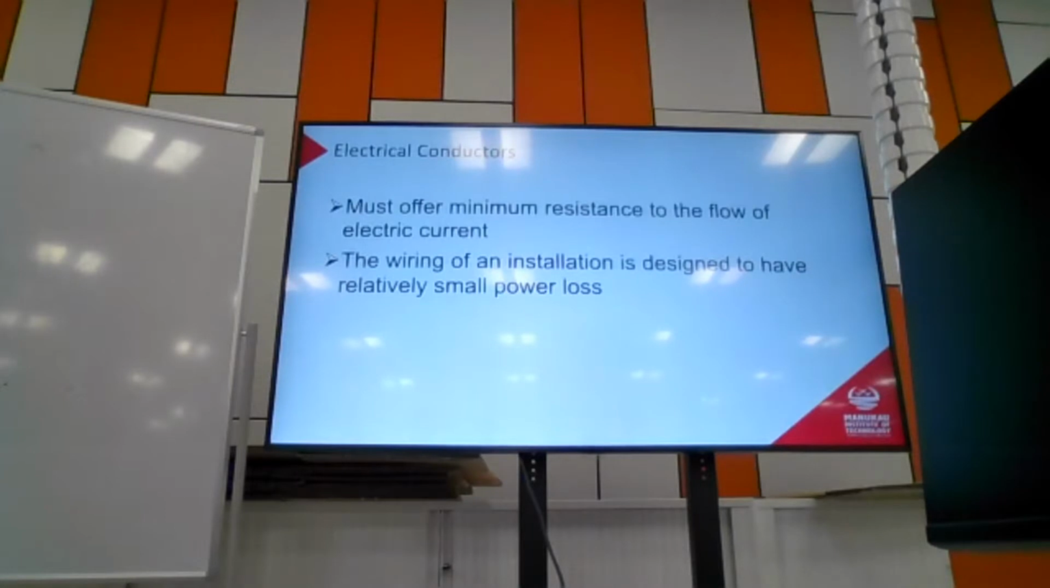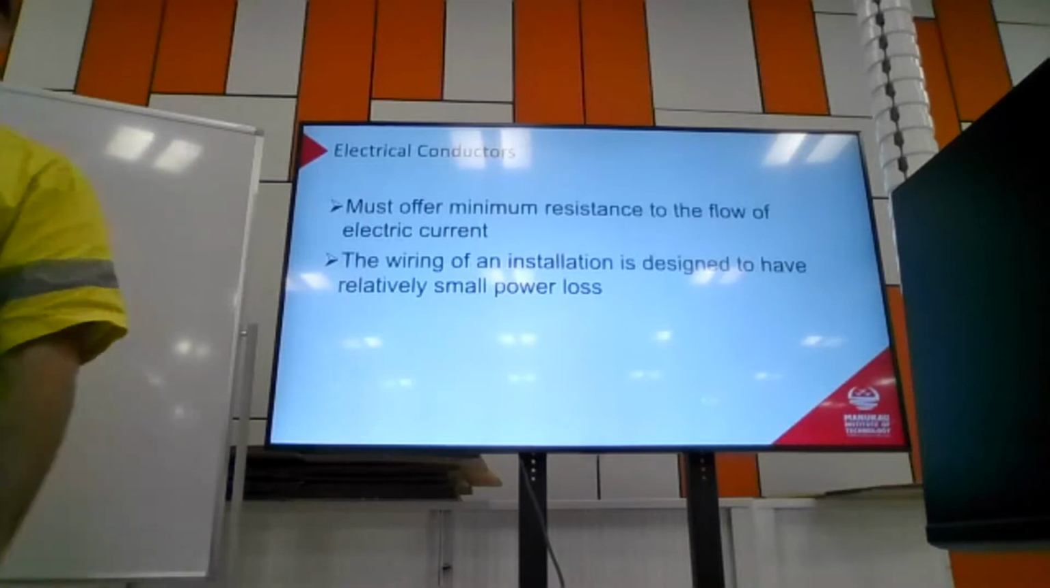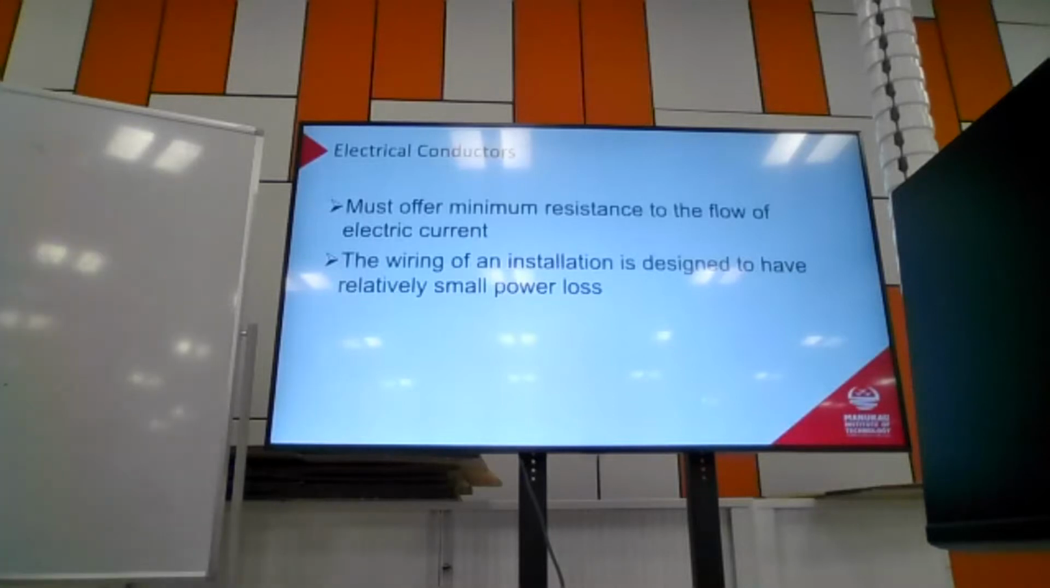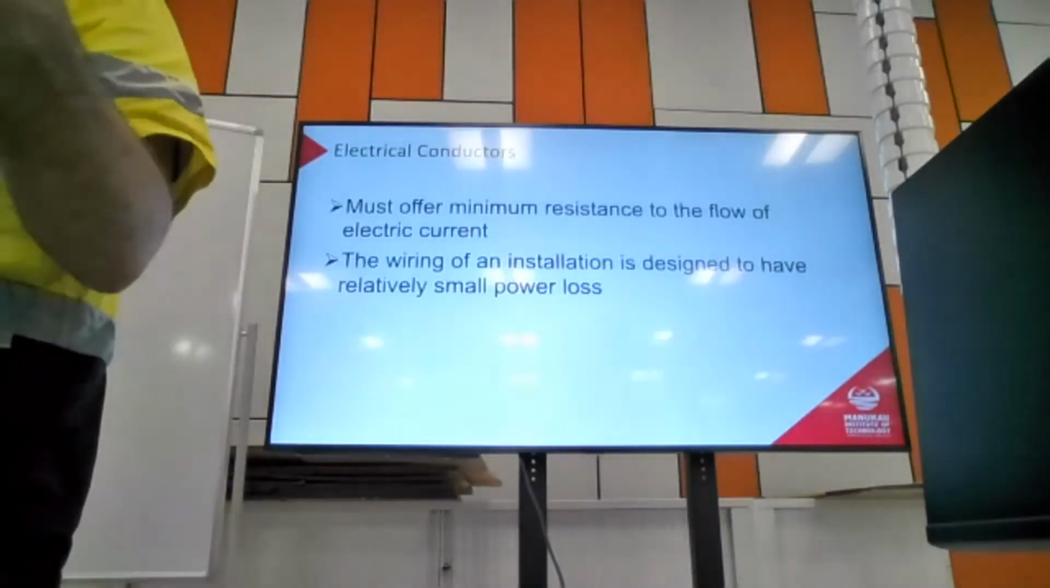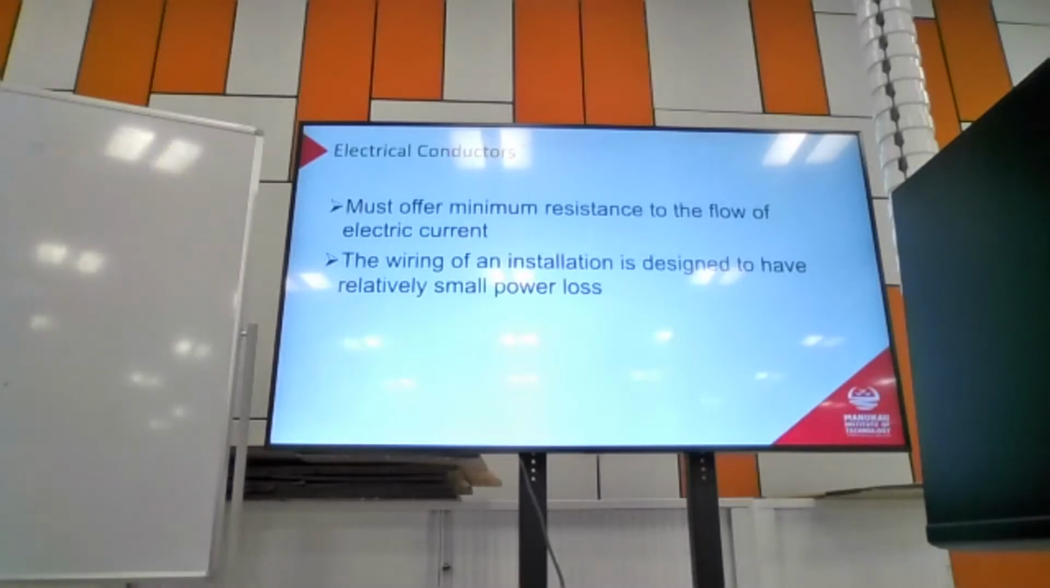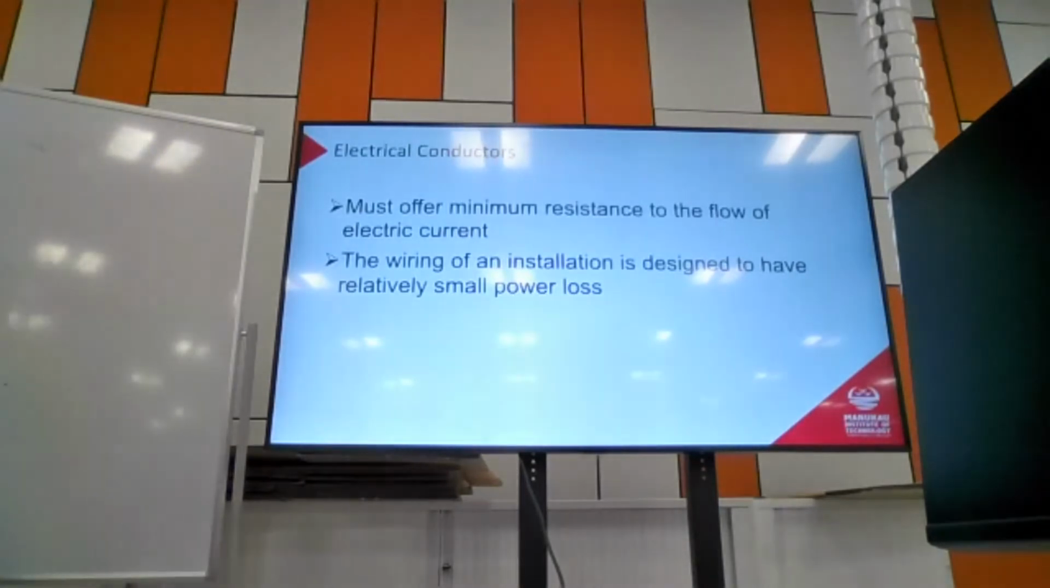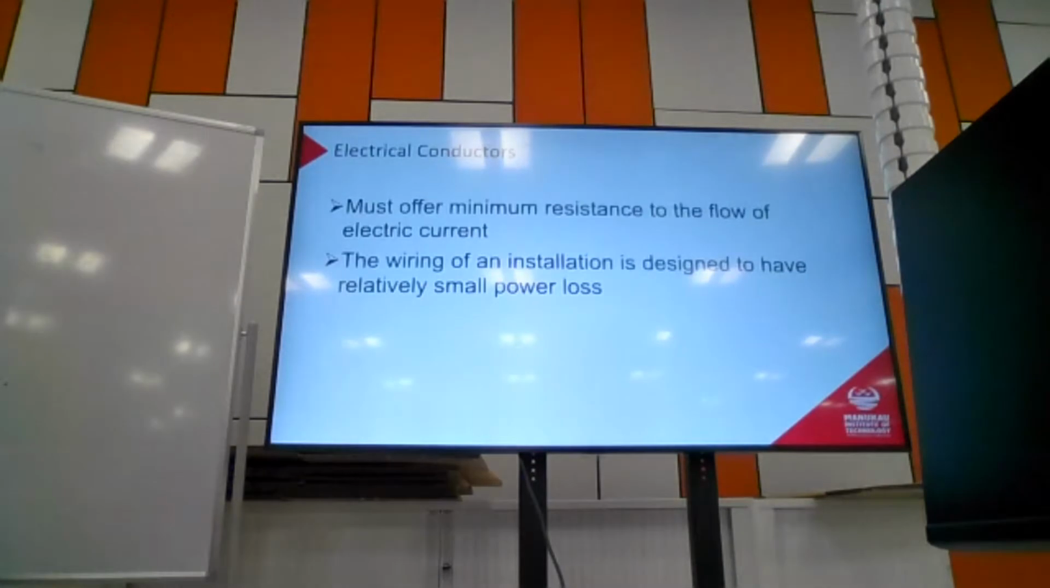So the first point there, offer minimum resistance to the flow of electric current. That makes sense, right? That's fairly obvious. I don't want high resistance conductors. When we draw circuit diagrams, we think of our conductors as being 0 resistance. Our resistance is only in our loads. So I definitely don't want resistance in my cables. There will be some, but I want to minimize that where possible.